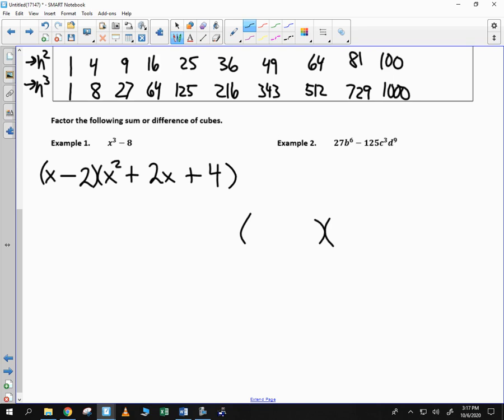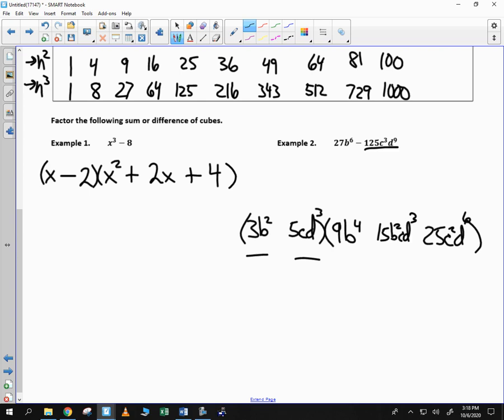Uh-oh, this one looks tough. It's another subtraction one. What multiplies to 27? That would be 3. And then b to the 6th, b squared. If you multiply b squared together 3 times, you're going to get b to the 6th. How about 125? We're going to have 5. c to the 1st power and d to the 3rd power. Square the front, 9 b to the 4th. Square the back, 25 c squared d to the 6th. Multiply the two together, 15 b squared c d cubed. It's subtraction there, so it's subtraction here. Back is always plus. This is opposite what the original sign is.